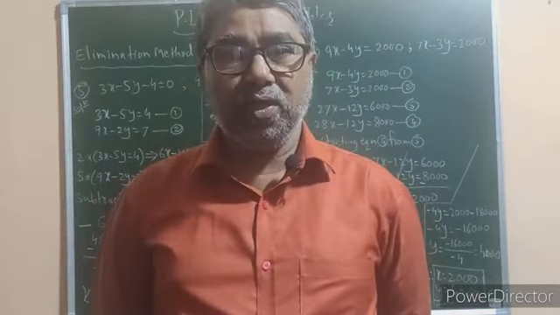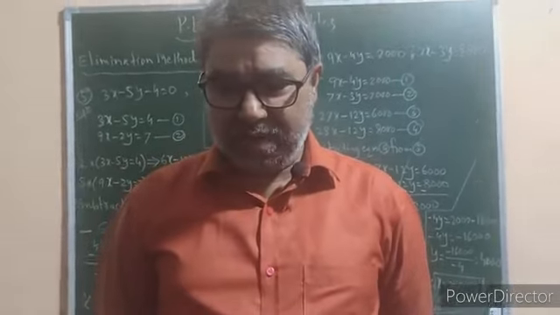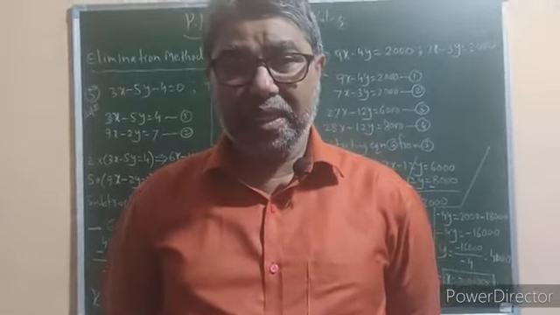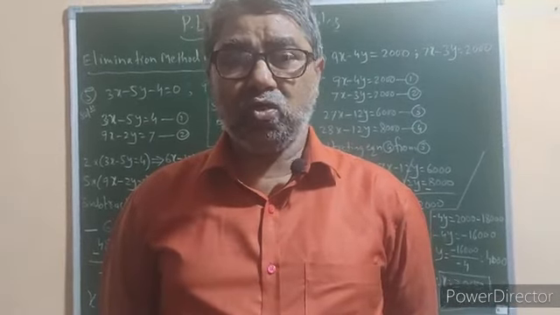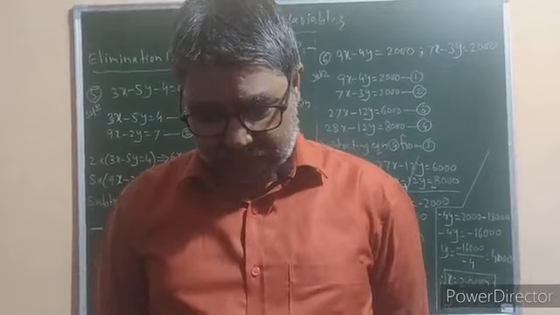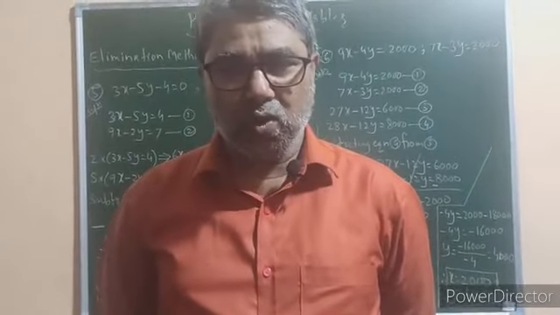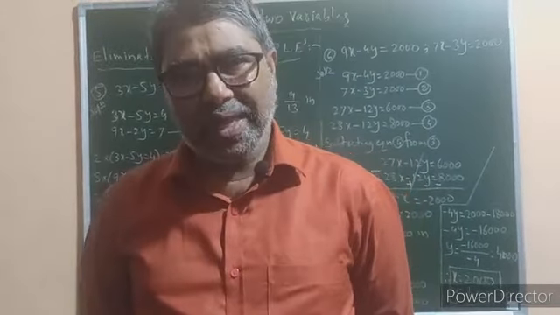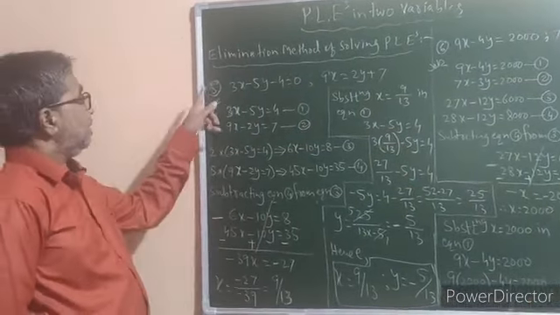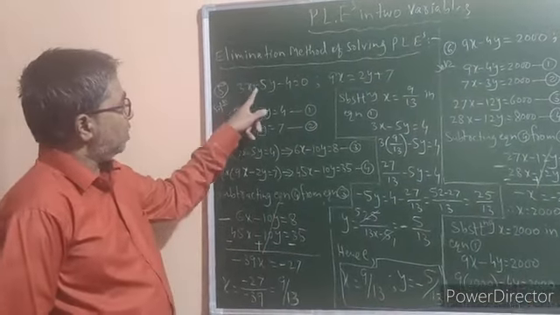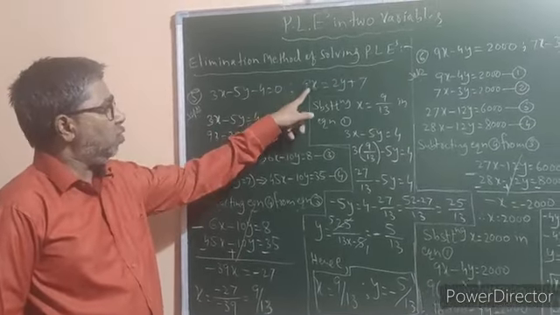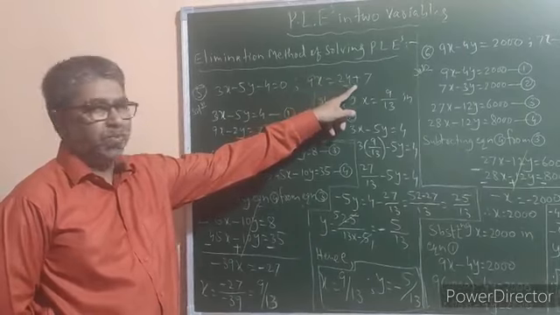In our previous video, we have seen 4 examples on elimination method of solving pair of linear equations in two variables. Now in this video also, let us see a few more examples. So, in continuation, example number 5 is 3x minus 5y minus 4 is equal to 0, and equation 2 is 9x is equal to 2y plus 7.